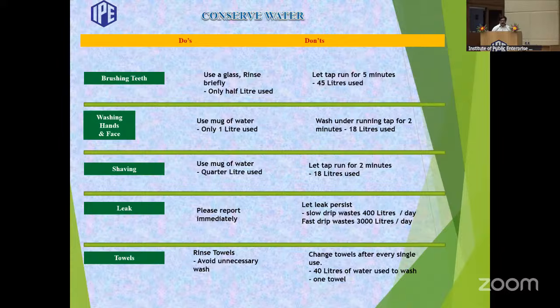These are some tips on how to save water. Please try to save water. Don't waste water.